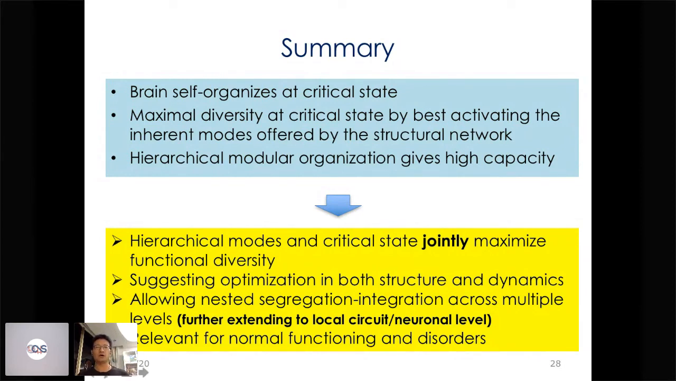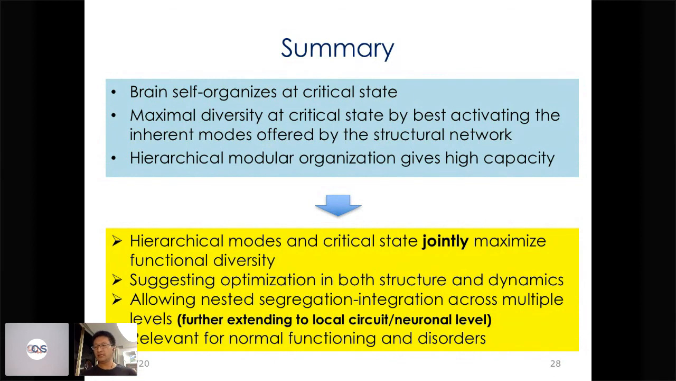From these results, we could conclude that it is the combination of the hierarchical modular architecture and the dynamical critical state that jointly maximize the functional interaction and diversity, and underlie the spatial temporal pattern Paolo just showed us. This suggests that in evolution we have the optimization of the brain both in structure and dynamics. You can form clusters to form segregation, and then these different clusters can be integrated to have a higher level of organization. Then you have many levels, and if you go to the level of neurons, you have even more.